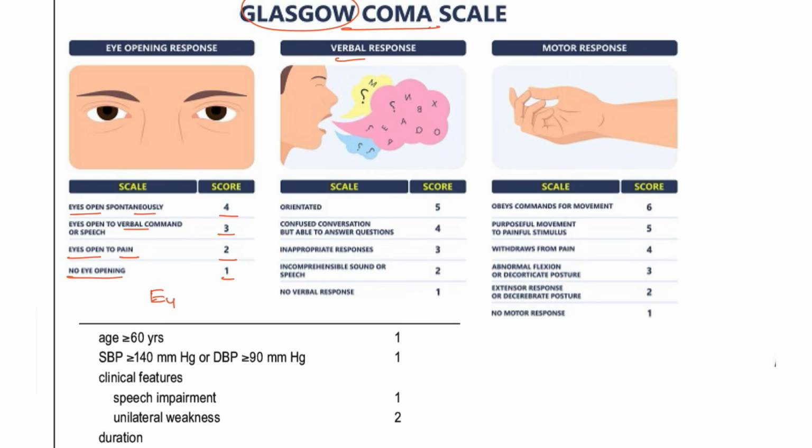Verbal responses. No response, 1. Incomprehensible sounds is a 2. Inappropriate responses is a 3. Confused conversation is 4 and orientation is 5. And for the motor, it is M6. No response is the 1 and normal response is a 6. The purposeful response to only pain is 5. Withdraws to the pain is 4. Abnormal flexion is 3. Abnormal extension is 2.